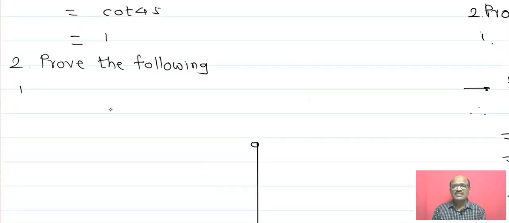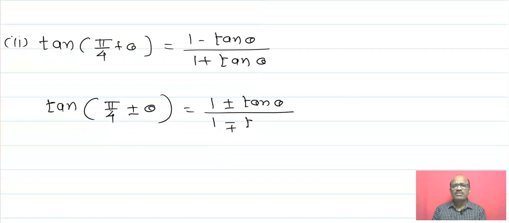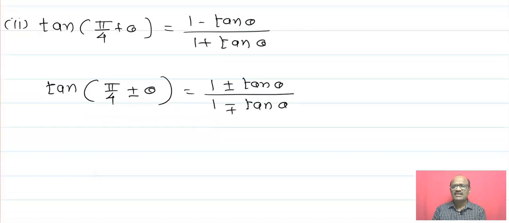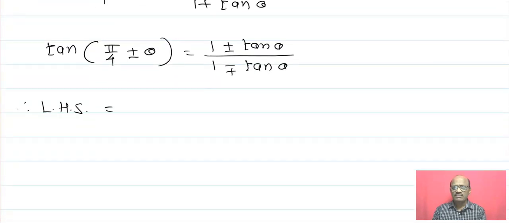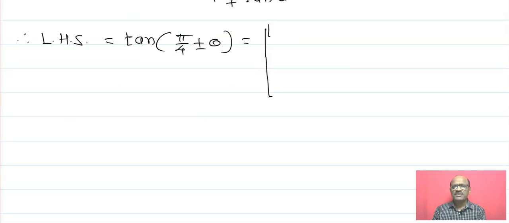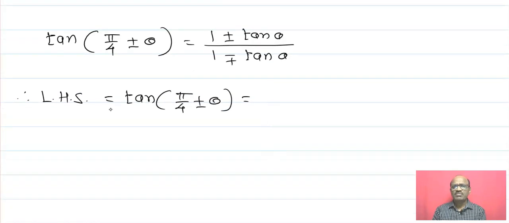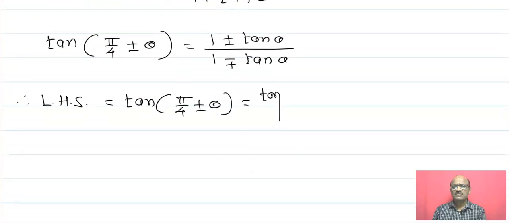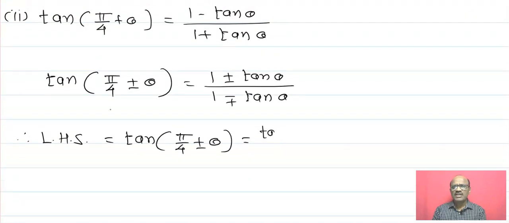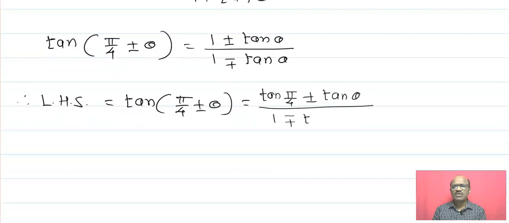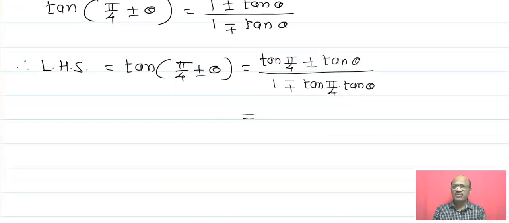Now see this next: tan of pi by 4 plus theta is equal to 1 minus tan theta upon 1 plus tan theta. The last example was very fast, you can see it by pausing the video. Now see this, tan of pi by 4 plus or minus theta is equal to, now I am writing in this manner, 1 plus or minus tan theta upon 1 minus or plus tan theta. I will solve this example in both ways.